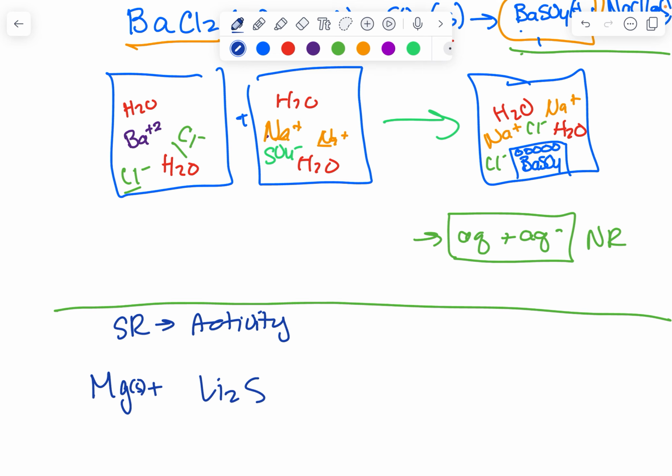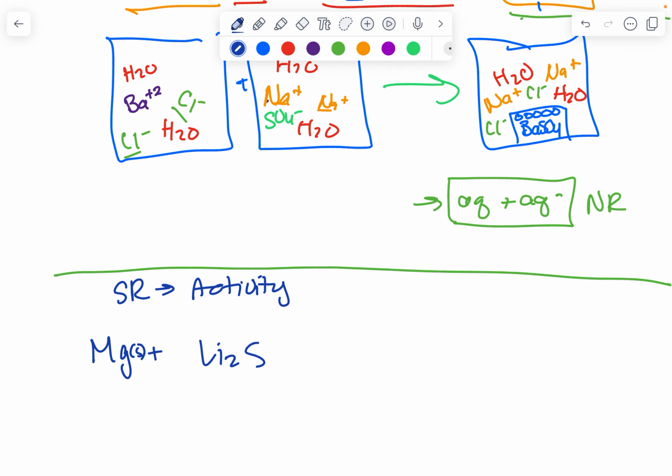Okay, magnesium we know is a metal or a solid. So now we're going to look at lithium sulfide, group 1 metal. Okay, we know that that's aqueous. So let's go up to our activity series. We're going to write our ions. So we know we have Mg is +2, Li is +1, and then S is -2.